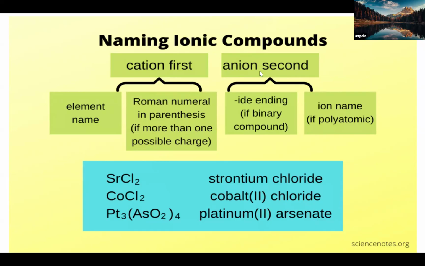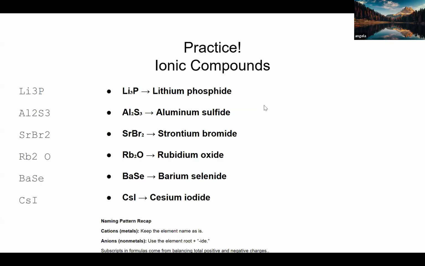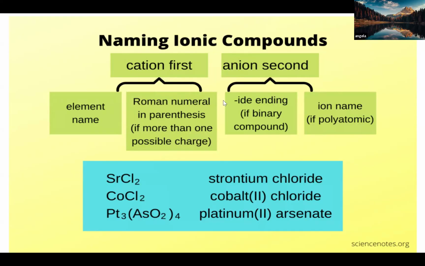And then the second part of the name is going to be the anion. For binary compounds, you will use the "ide" ending, like we saw a while ago. So like selenide, iodide, oxide, bromide, sulfide, phosphide.